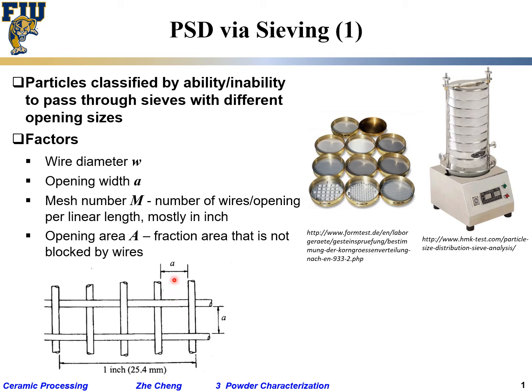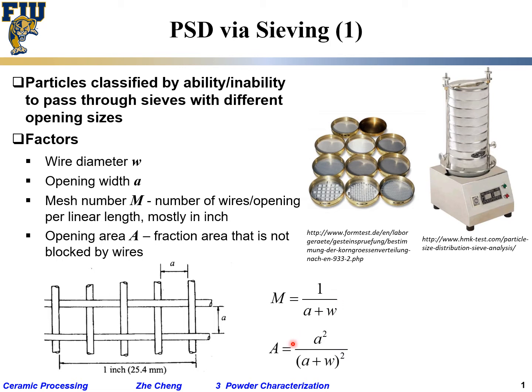And A is my what? A is my opening width, and W is my wire diameter. A in this direction, and A is in the other direction. Of course, we can calculate the mesh number. Mesh number is 1 over A plus W. A plus W is your total repeating unit width, and for unit length, how many of them? That's a frequency, right? How frequent we can see that.